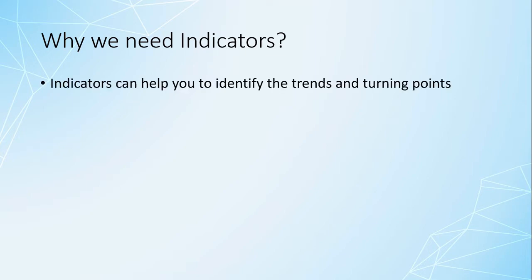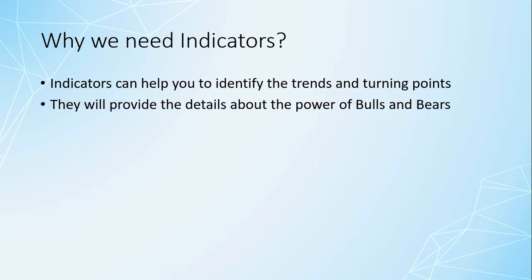Indicators can help you find the trends and the turning points of the price action. They provide detail about the power of bulls and bears, meaning they tell us who is taking charge of the price action right now, who is in control, either the bulls or the bears.